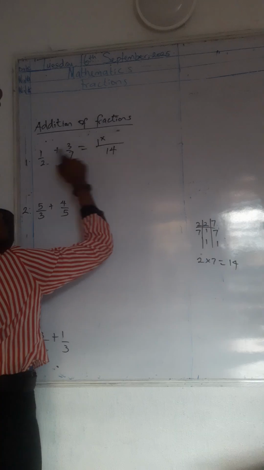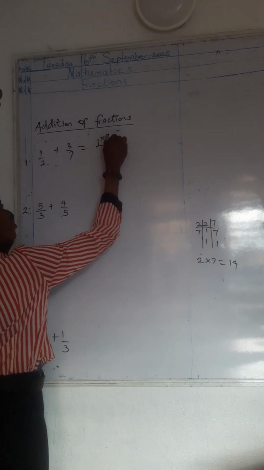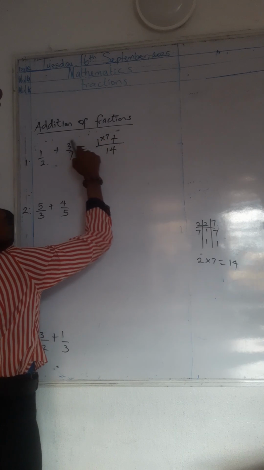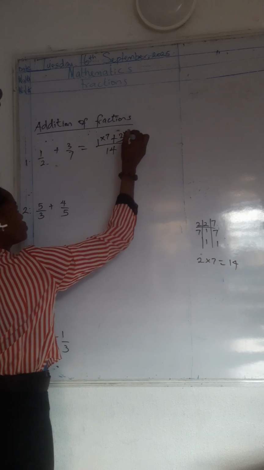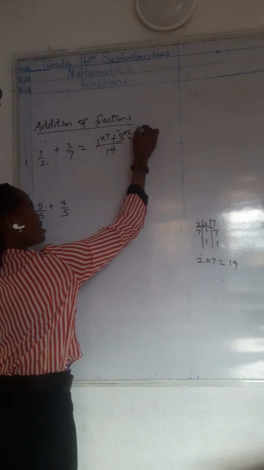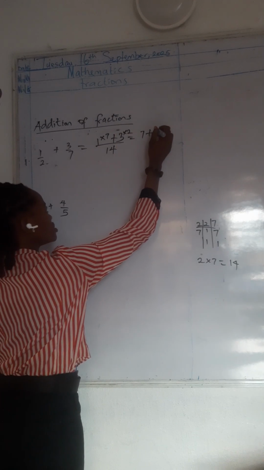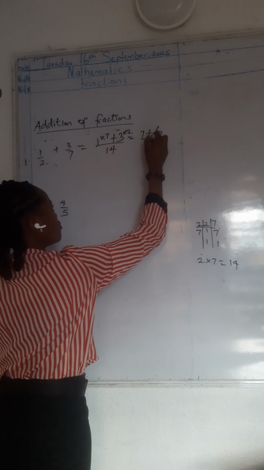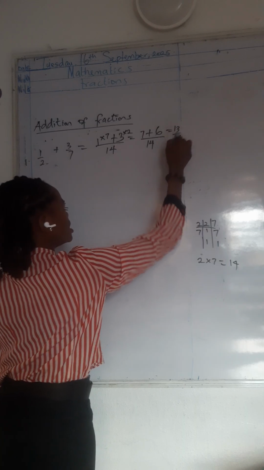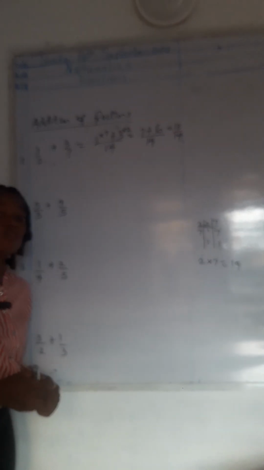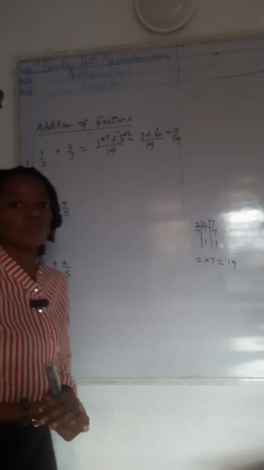2 in 14 is 7, but remember before that, drop your 1. 1 times 7, plus, how many 7 can I say in 14? It is 2. But bring your 3 here. 7 in 14 is 2. Right? 1 times 7 is 7, plus 3 times 2 is 6, over 14. 7 plus 6 gives me 13 over 14. This is a proper fraction, so I don't need to take it to the lowest term. Nothing can divide both the numerator and denominator.